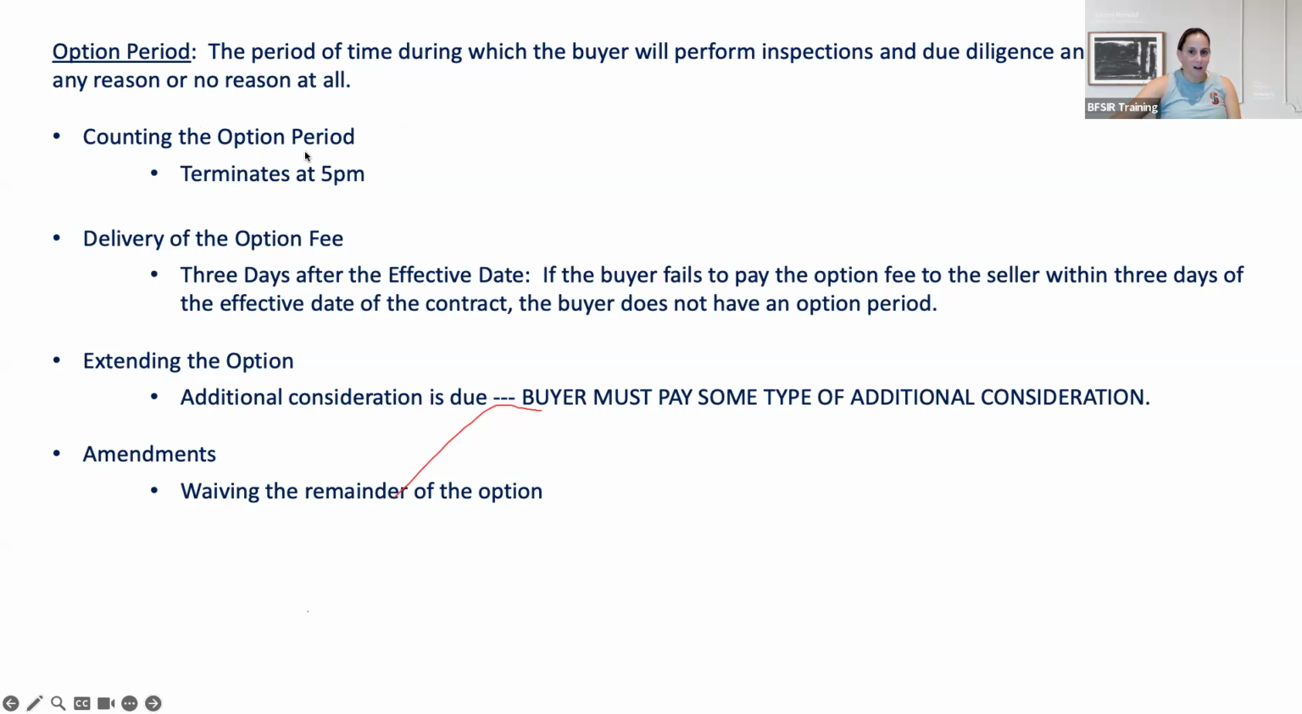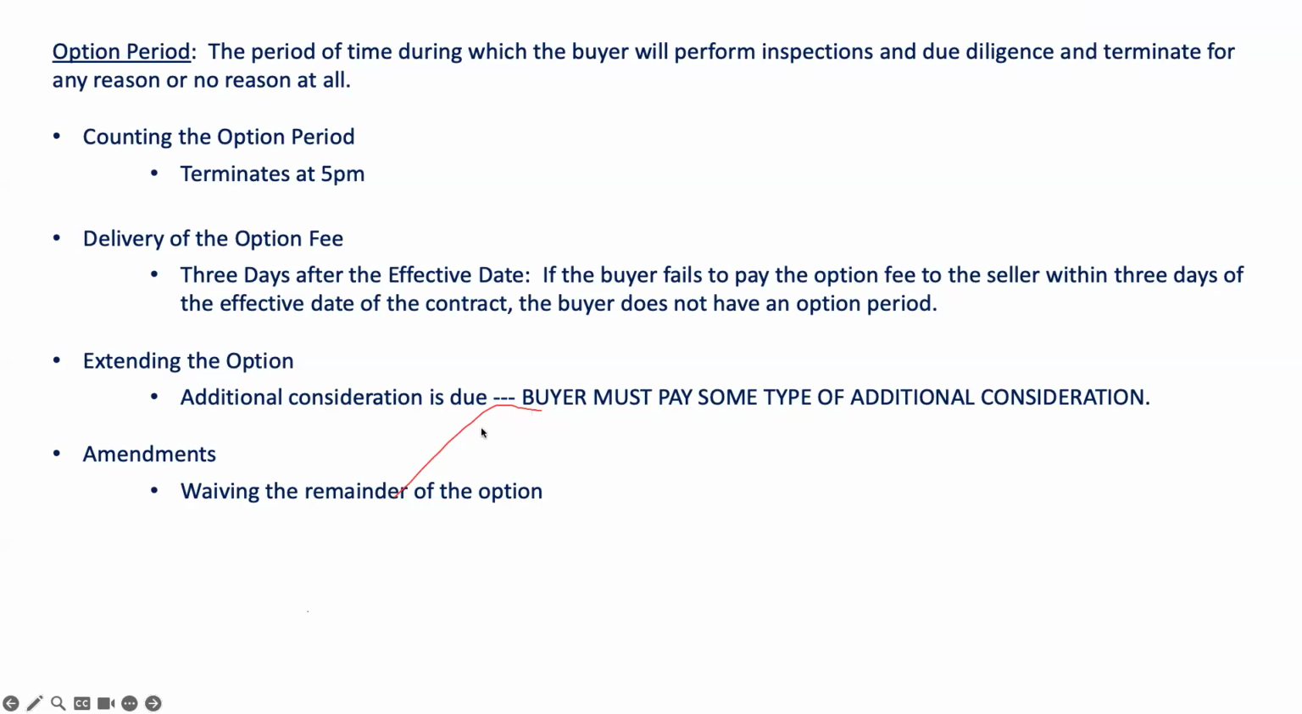Counting the option period, we all know you start the day after, and that's their first day. If the buyer fails to pay the option fee, they don't have an option. It's not that the contract isn't valid; it just means they don't have an option. If they pay on the 4th day, you don't have an option. And you can extend the option, because sometimes you need more time, but you must pay some type of additional consideration.